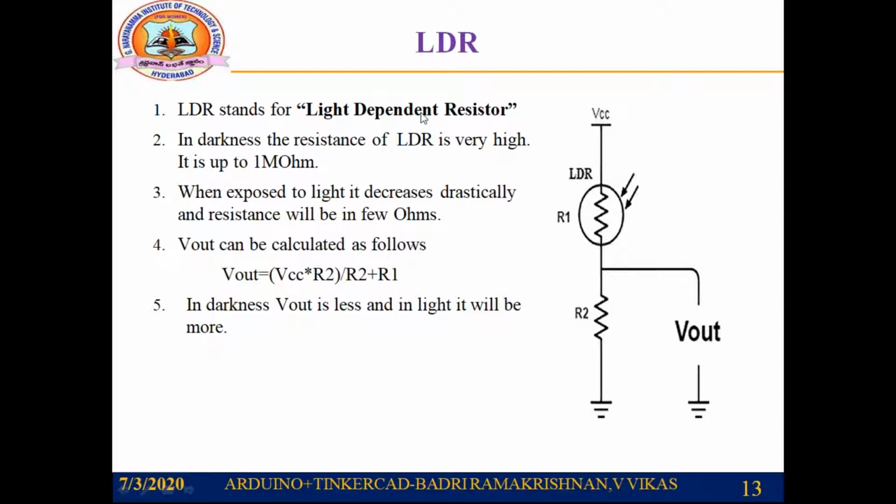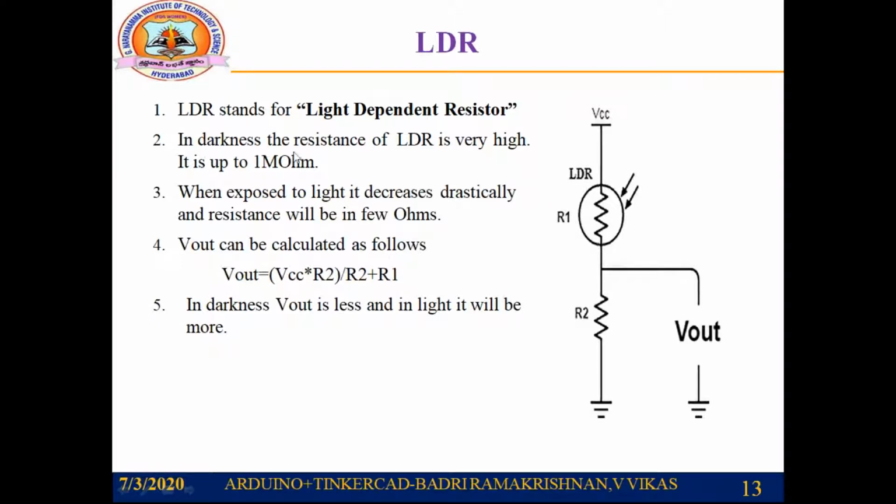Okay, when I say light dependent resistor, with the intensity of light falling on this particular LDR, the corresponding resistance will change. For example, if I have a dark room and keep the LDR inside that dark room, the resistance will be different. And if I keep this LDR in daylight, or outside a room where we have enough light, then its resistance will be different.